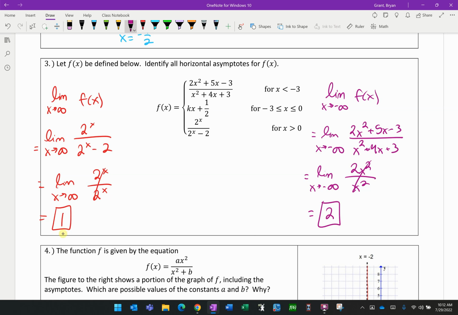On the right side, y equals 1. On the left side, y equals 2.